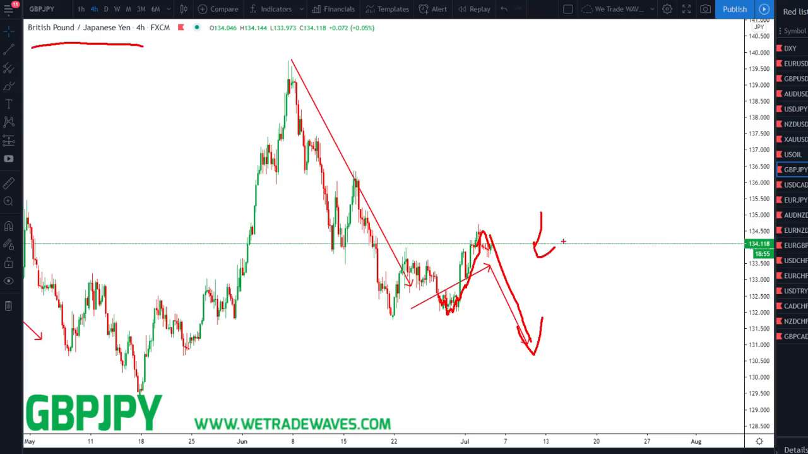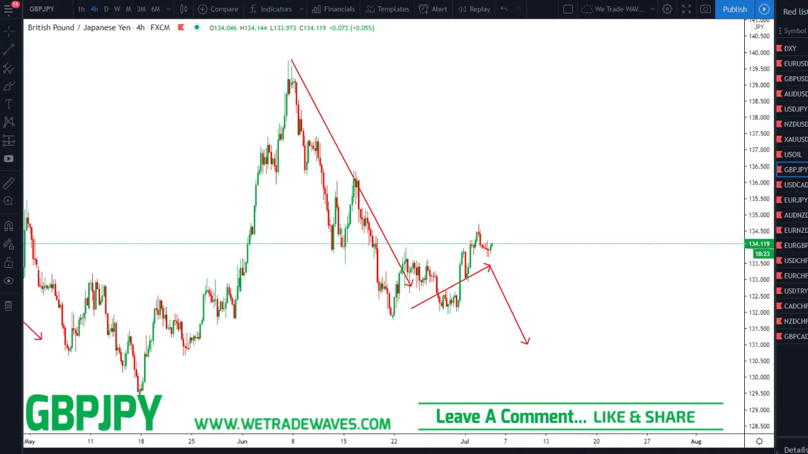Because in this one, we are expecting a down wave to follow. Those who are not in, look for your sell setups, guys. This is what we can see next for pound yen.